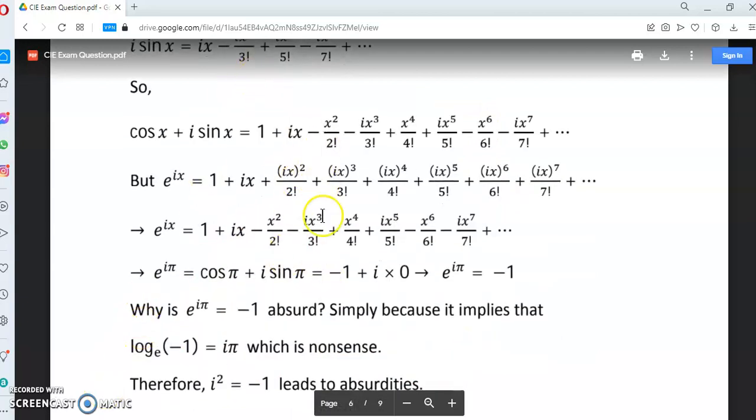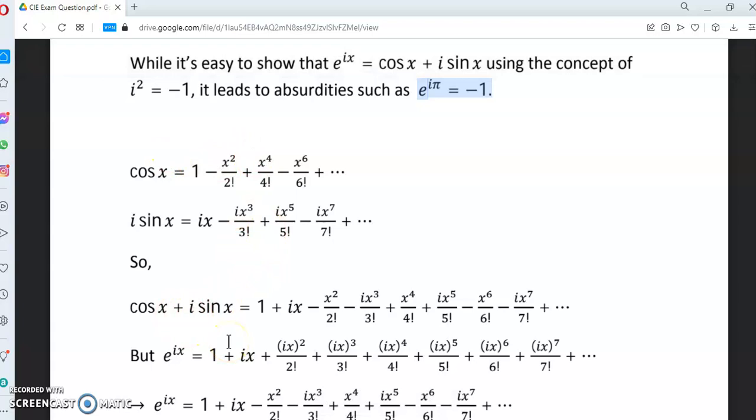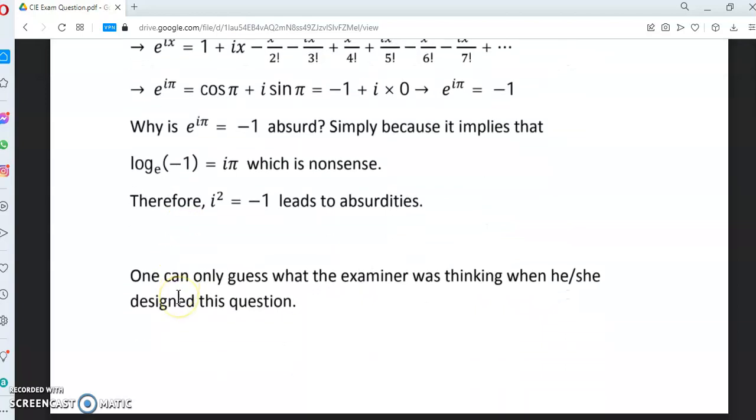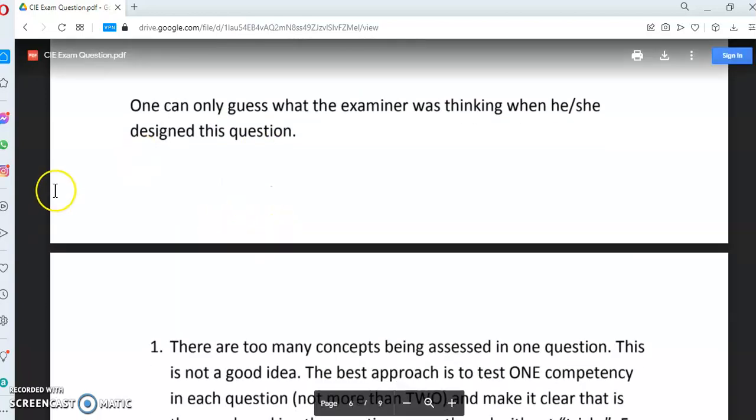And you can look at this in your own good time, but when you expand cos x and sin x, as I do over here, then you can rearrange everything, and you'll see how that bogus or garbage formula, as I call it, Euler's identity, was obtained. Okay, totally absolute garbage. Anyway, so one can only guess what the examiner was thinking when he designed this question.